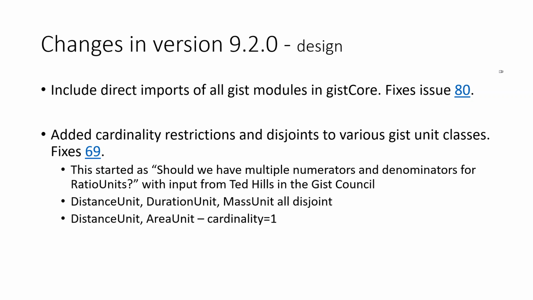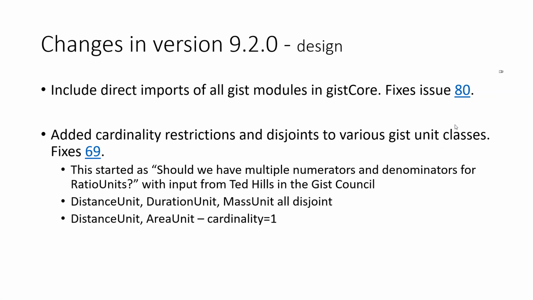And the final one, which was something started several months ago by a suggestion from Ted, is that we have made some changes to cardinality restrictions and made disjoint certain GIST units. There's been quite a bit of discussion on this, and I was wondering at this stage if perhaps Michael and Dahlia would like to talk about how we decided on what we ended up with, which is making distance and duration and mass all disjoint and making sure that distance unit and area unit had a cardinality of 1.